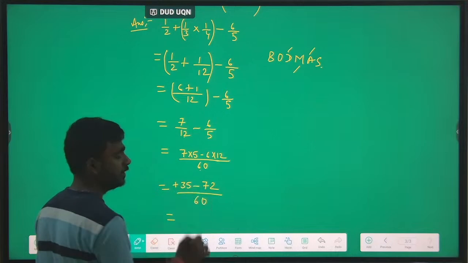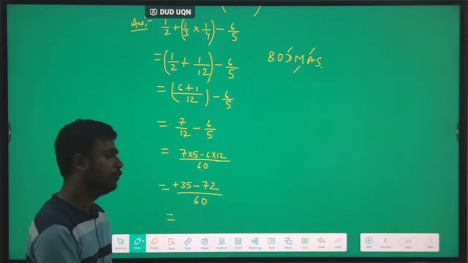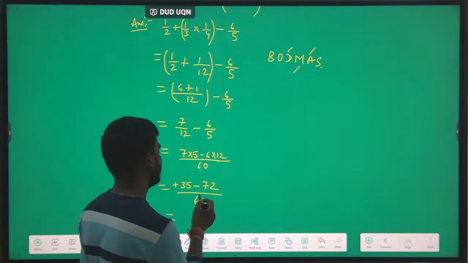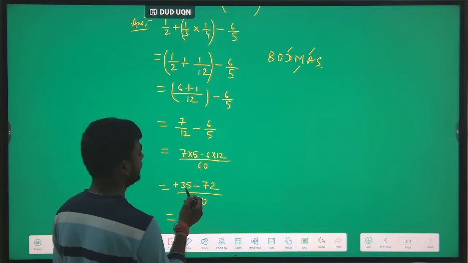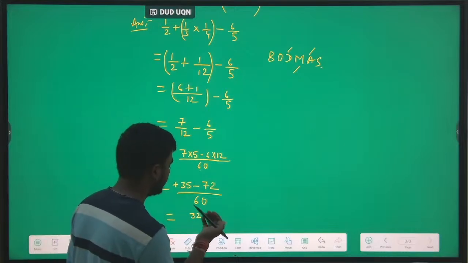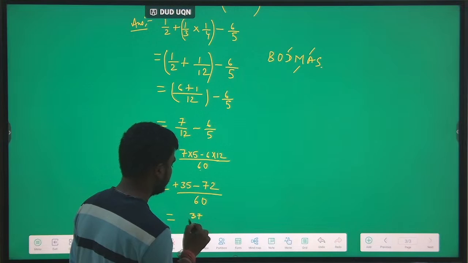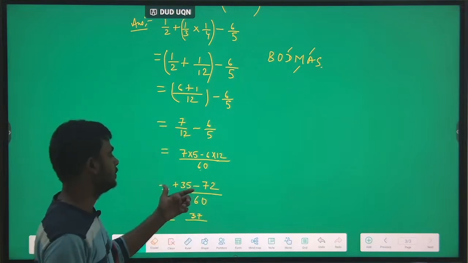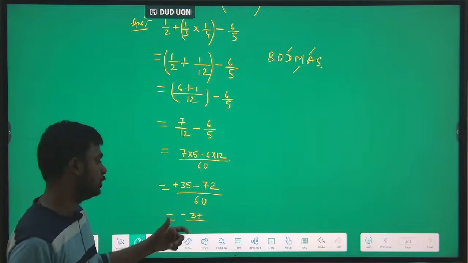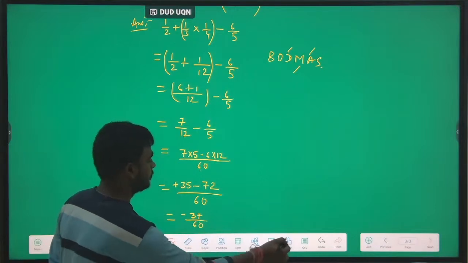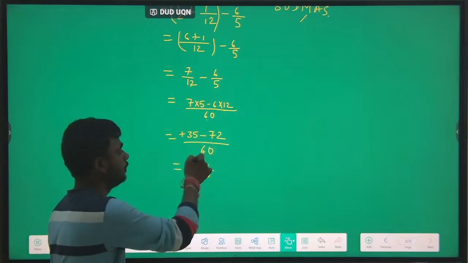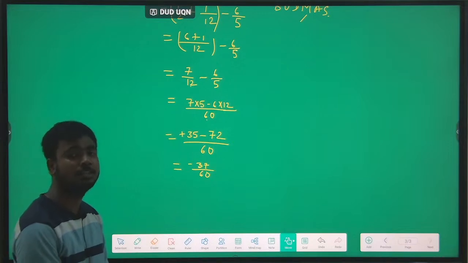So here it is plus, here it is minus. Plus minus gives minus. We have to subtract the smaller number from the bigger one. 72 minus 35. 35 is 70 and we are talking about 72. So it will be 37, and the sign of the greater number will be included. So it will be minus 37 upon 60. Sameer, are you getting it? Plus minus gives minus, and the sign of the greater one will be taken. So it will be minus 37 upon 60.